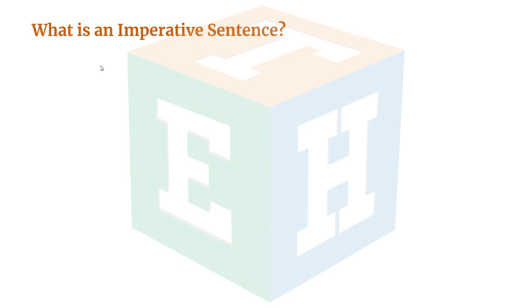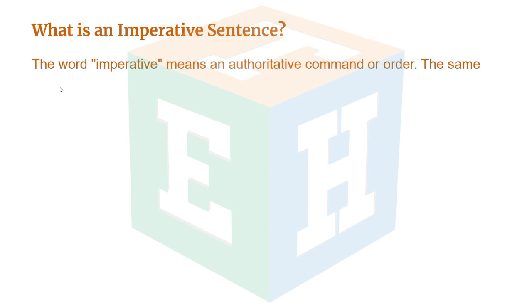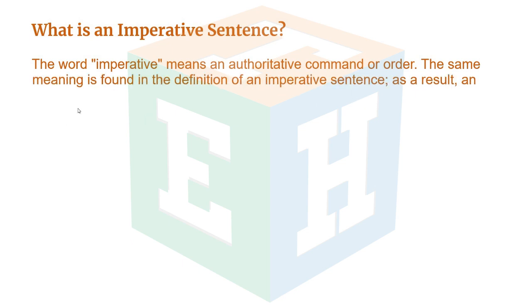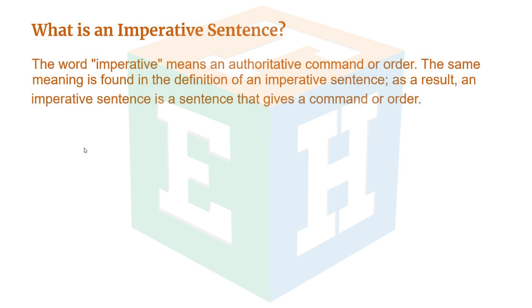What is an imperative sentence? The word imperative means an authoritative command or order. The same meaning is found in the definition of an imperative sentence. As a result, an imperative sentence is a sentence that gives a command or order.